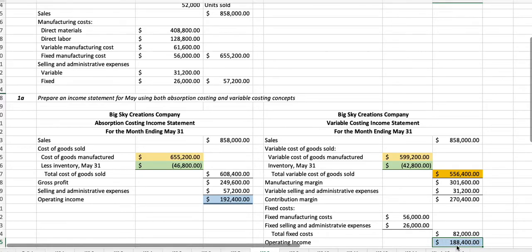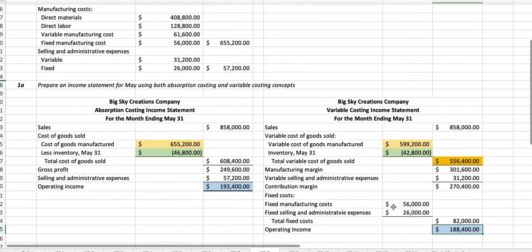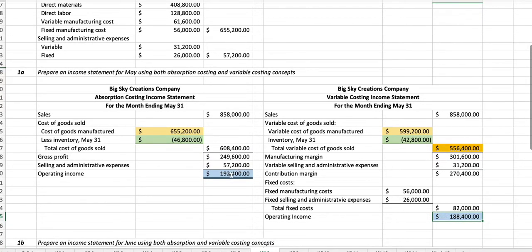So why is my operating income in May so much lower than my operating income under absorption costing? And it's because we actually expensed the fixed manufacturing costs versus storing some of that fixed manufacturing costs in inventory at the end of the month.